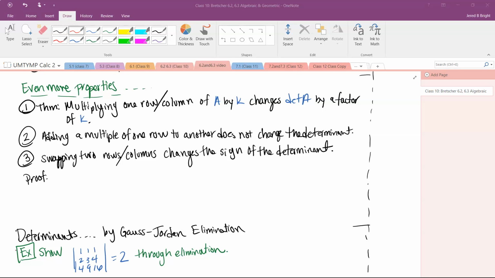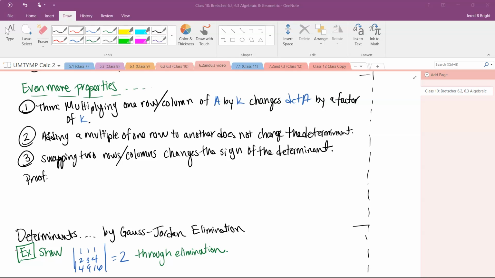So we can say that multiplying one row or column of a matrix A by a value k changes the determinant by a factor of k. That was mostly in line with that first property we saw in the last video. Then, if we add a multiple of one row to another, that does not change the determinant. Again, I'm not adding a vector, I'm just doing row operations, really, is what number 2 is saying. And number 3, if we swap two rows or columns, which is an elementary row operation, it changes the sign, so from positive to negative or vice versa.